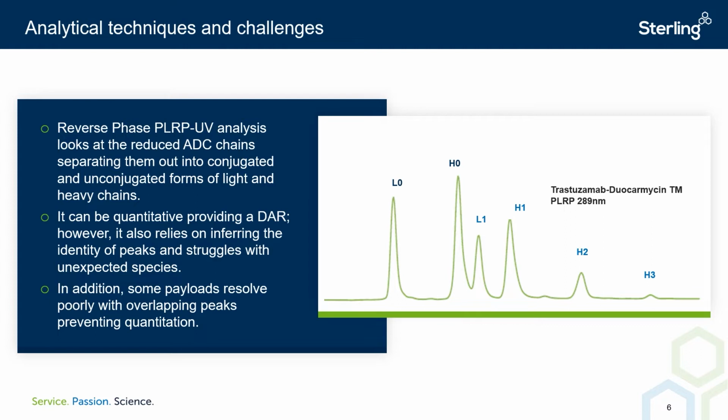However, it also relies on inferring peaks, so it can struggle if things overlap or if there isn't clear definition. If any unexpected peaks appear, you can't be sure what they are. And for some peaks, such as the H3 peak down here, it can be difficult to know where a peak begins and ends.